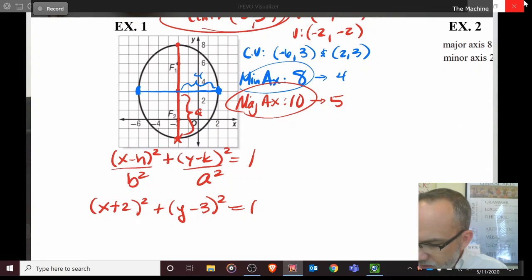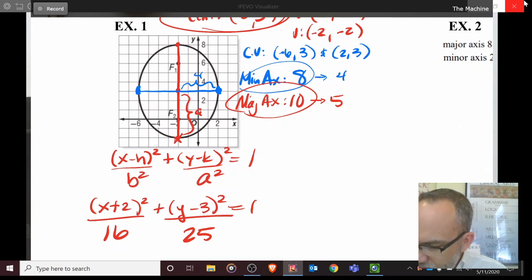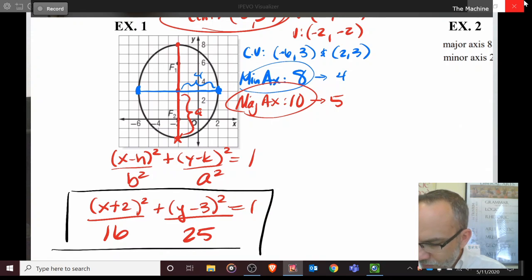And now, what's the major axis length? 10. Take half of that, 5, and square that. So down below the y value is going to be 25. And then take half the value of the minor axis, which is 4, and square that. Down below, that's going to be 16. So here then is the equation for the ellipse that you see right there.